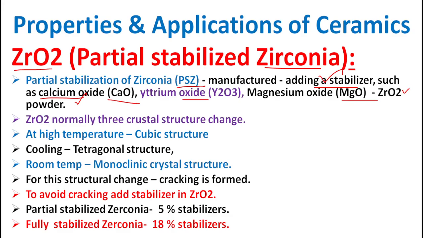Normally, zirconium oxide undergoes three crystal structure changes at high temperature. During high temperature melting, the structure is cubic. During the cooling process, the structure is tetragonal. At room temperature, it has the monoclinic crystal structure. So this is the structural change of zirconium oxide.